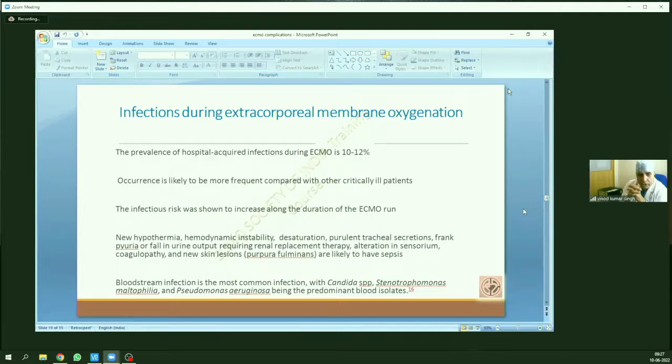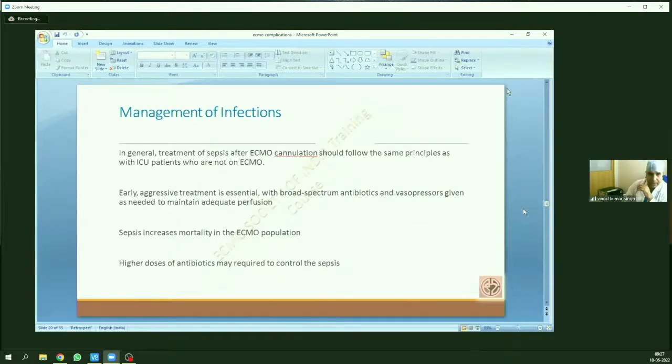As you know, the most common organism depends upon the hospital microbiomic data, and it could be a Candida, it could be a Streptococcus, which occurs more in critically ill patients, could be a Pseudomonas, or other gram-negative infections. Once you have this type of infection, the management is similar to most ICU patients. What is required is the highest dose of antibiotic, because the antibiotic may get stuck with the membrane and ECMO cannula. And we also need a prolonged duration of antibiotic therapy in such patients.